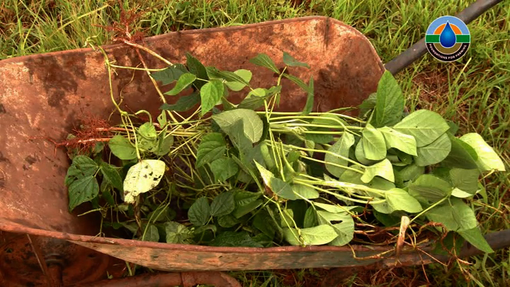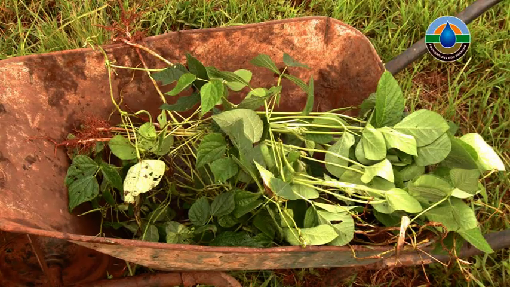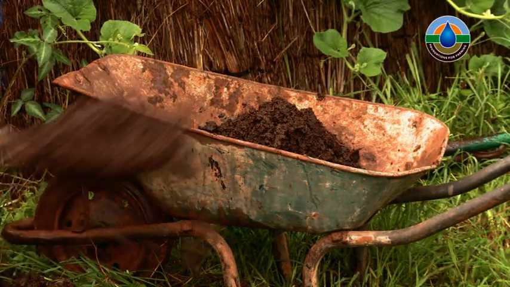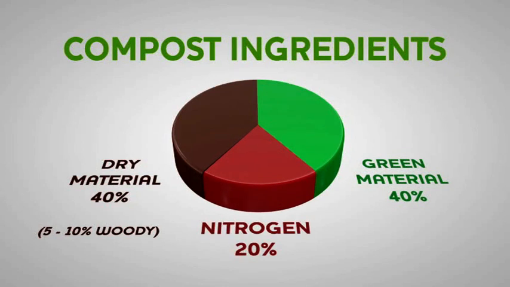Keep your high nitrogen plant materials separate from your other plant materials to ensure you are able to mix it in the right ratios. You would need 5 to 8 wheelbarrows of manure, depending on whether it's chicken or cattle. For legumes, you would need 20% of the total material.